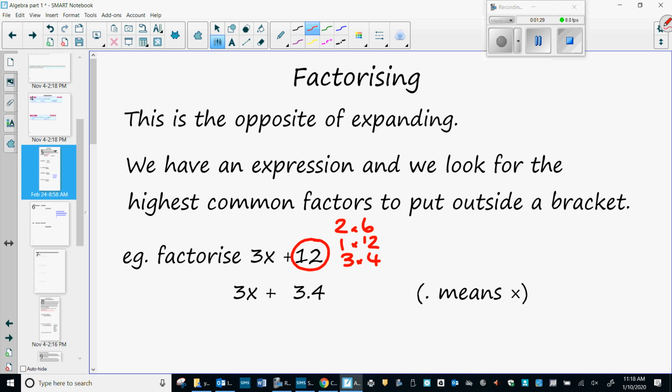Does that make sense? Okay, so rather than write plus 12, I'm going to write plus 3 times 4. Now, the dot at the bottom means multiply. You can write a multiply sign if you wish. It's already there for you.